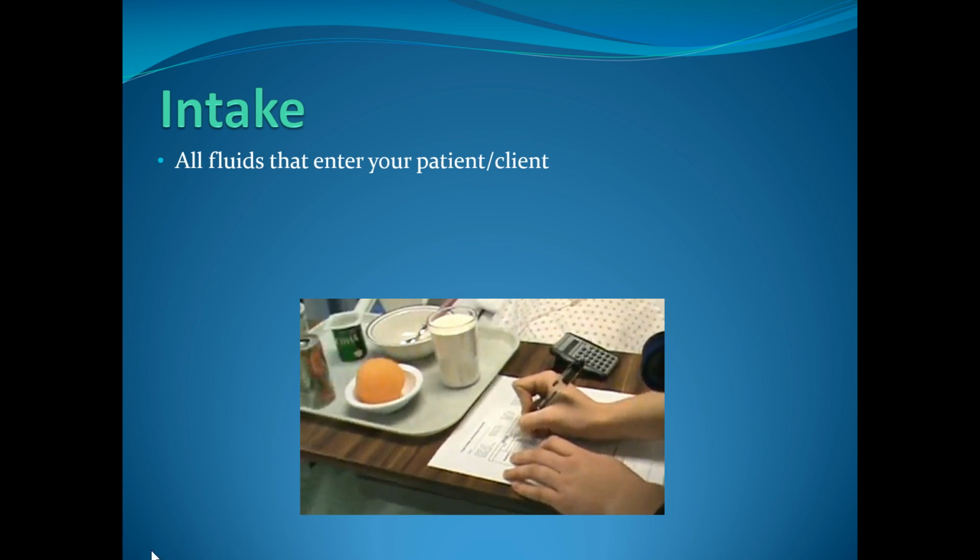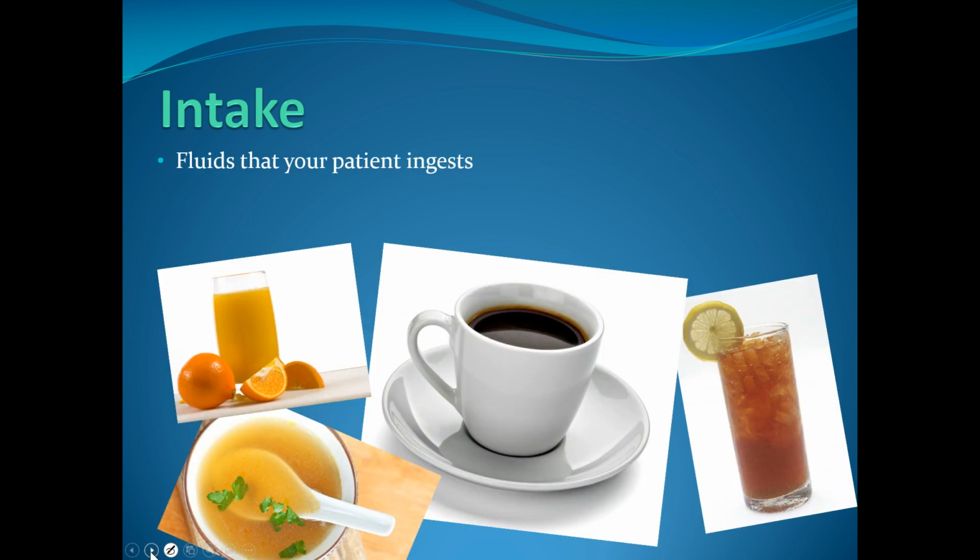For intake, we want to include all fluids that your patient ingests. So this would be things like orange juice, coffee, tea, broth. I point out coffee and tea because these items contain caffeine. They are still included as intake. And I also point out broth, which is the clear liquid and is different than soup. So we want to include broth as a warm liquid, but something that would be counted as intake.